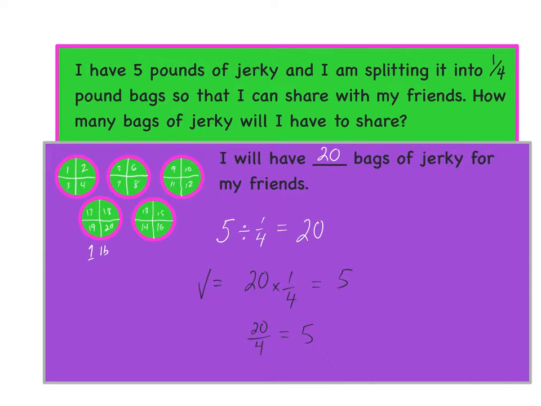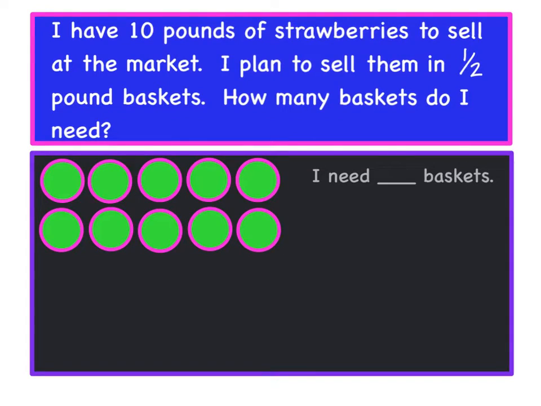Let's take a look at our next question. My next question is, I have 10 pounds of strawberries to sell at the market. I plan to sell them in half-pound baskets. How many baskets do I need? So I need to make sure that I have enough baskets. Probably need to go out and buy some. So I need to do some quick math.